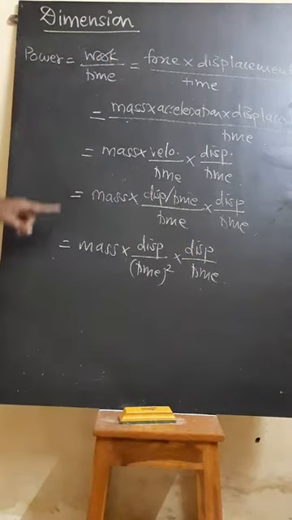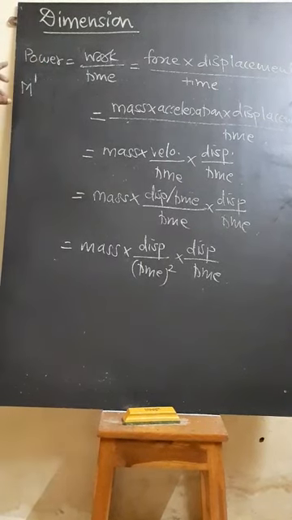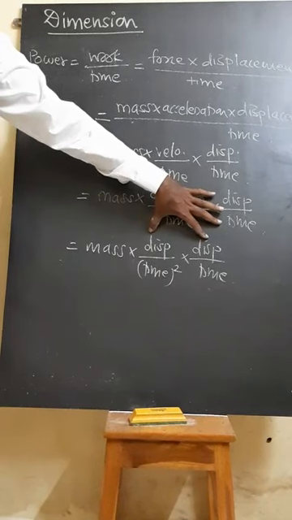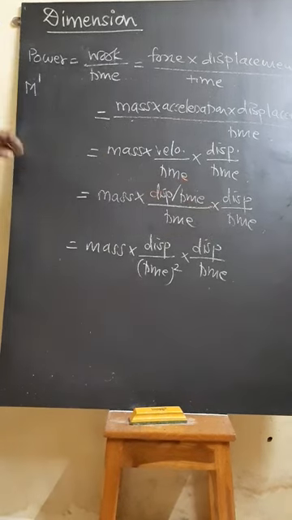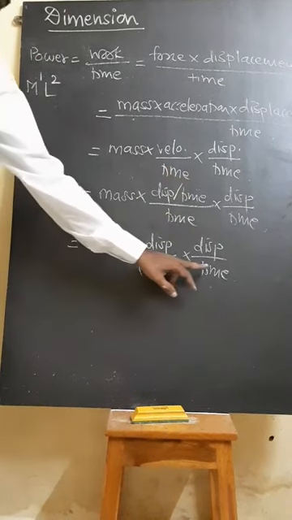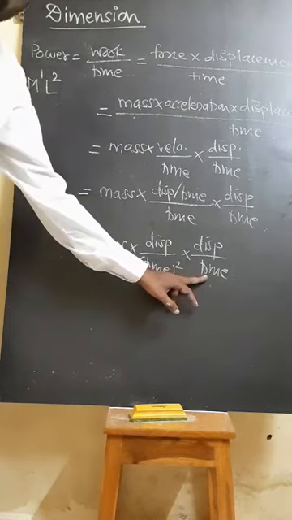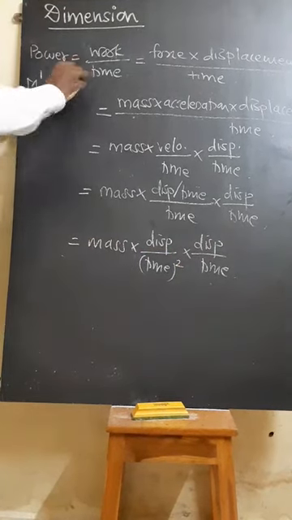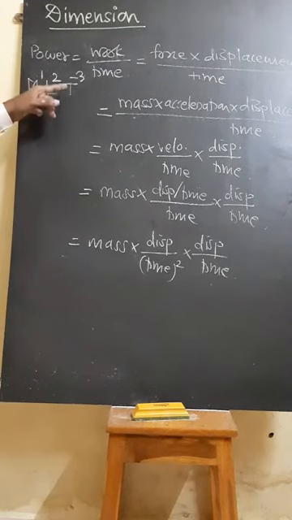Now you write the dimensions of power. There is only one term related to mass, so M raised to 1. There are two terms of displacement. Displacement means it's the shortest distance from mean position or the shortest length. There are two terms of displacement, so it becomes L raised to 2 and all are in the numerator. Here time square and 1 time, so it becomes time cube, but it is in the denominator, so when it comes to the numerator it becomes time raised to minus 3. So the dimensions of power become M raised to 1, L raised to 2, T raised to minus 3.